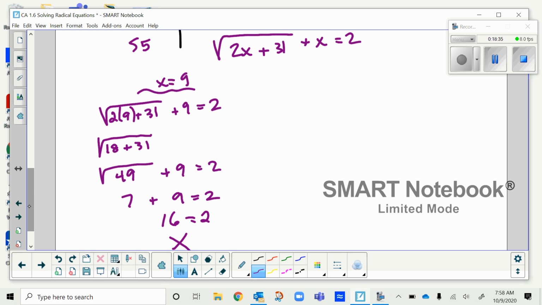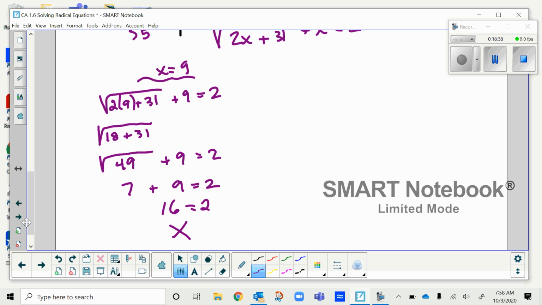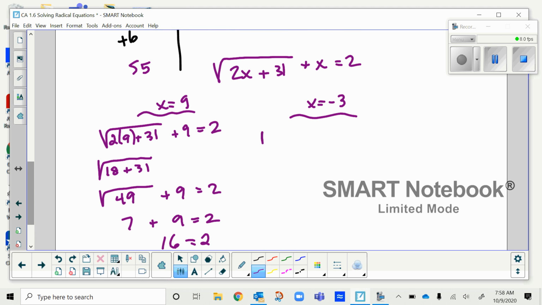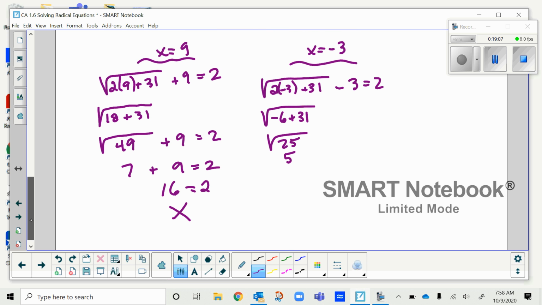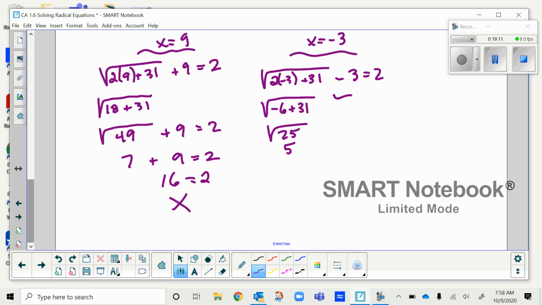So let's check out our other solution of x equals negative 3. So I plug it in for all the x's. And then plus x is plus negative 3, which is just minus 3. And then inside the radical, that gives me negative 6 plus 31, which gives me 25, which gives me 5. And then I bring down this other stuff, minus 3 equals 2. And is it true that 5 minus 3 equals 2? Absolutely. So what that means for my final answer is this.